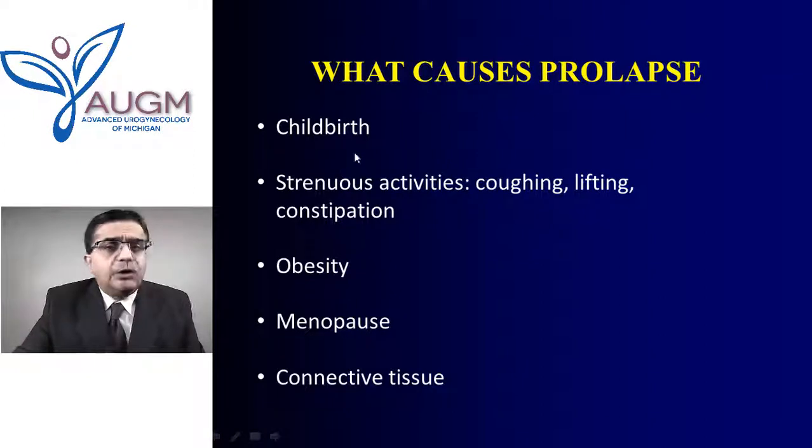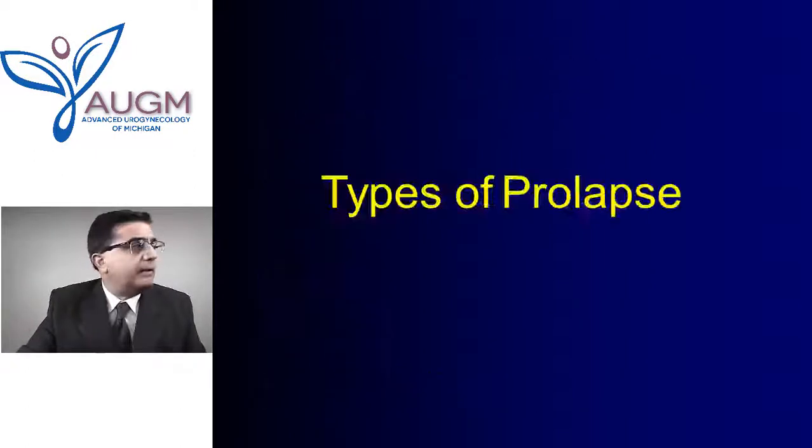Then strenuous activities on an ongoing basis, not like once or twice, like coughing, especially with smokers, persistent and chronic coughing, chronically lifting heavy stuff, chronic constipation. Chronic, that means all the time. Weight, which is again chronic pressure on the abdominal structures. Menopausal changes, because of lack of estrogen, cause the connective tissue and the ligaments to also become a little weaker. And finally, what was the inheritance of the connective tissue? Some women inherit strong connective tissue from their parents, whereas some may not have. That is why it is not uncommon for prolapse to happen in family members, mother, daughter, and so on.